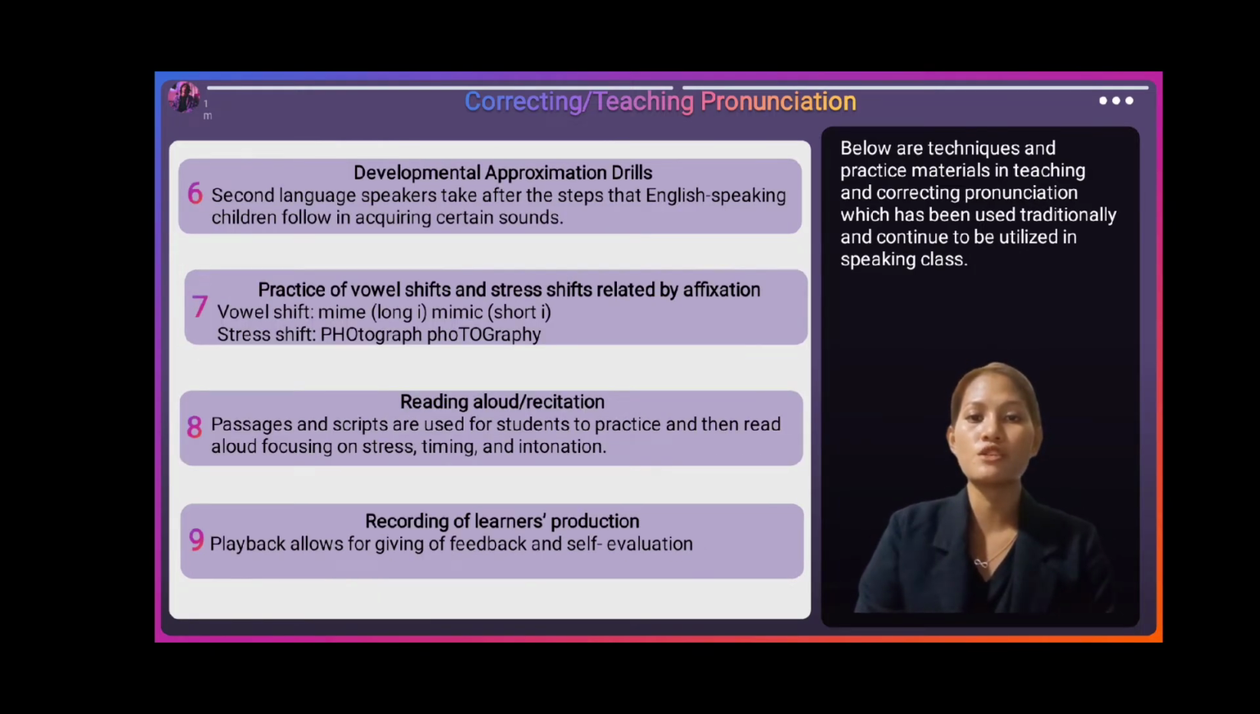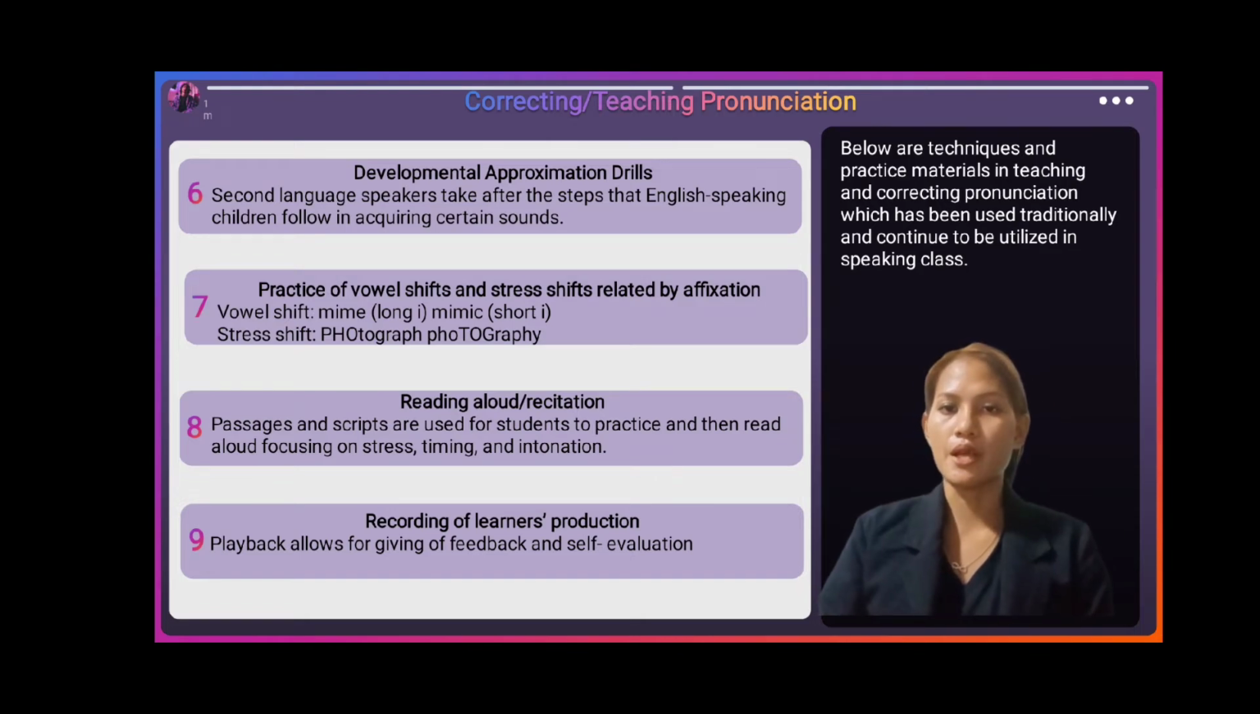Tip number 6. Developmental approximation drills. Second language speakers take after the steps that English-speaking children follow in acquiring certain sounds. Developmental approximation drills is a technique suggested by first language acquisition studies in which second language speakers are taught to retrace the steps that many English-speaking children follow as they acquire certain sounds in their first language.